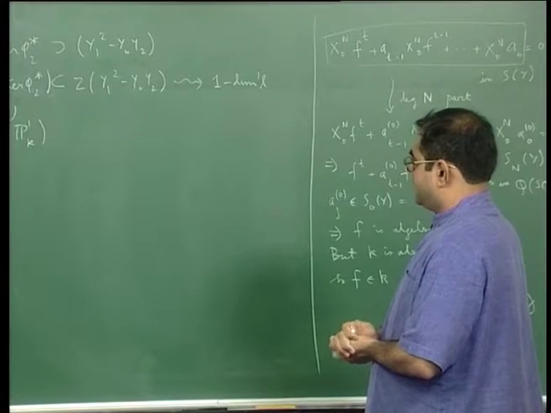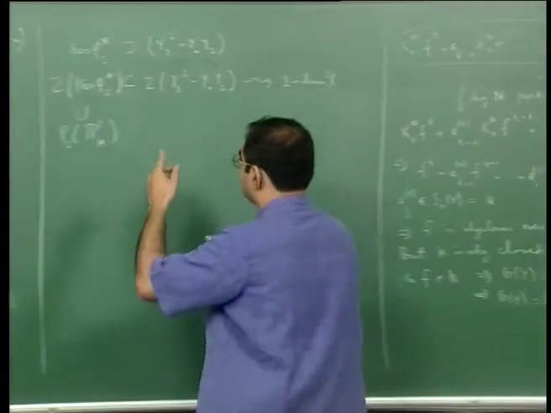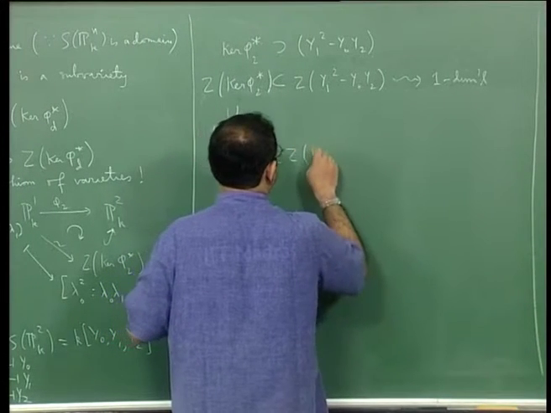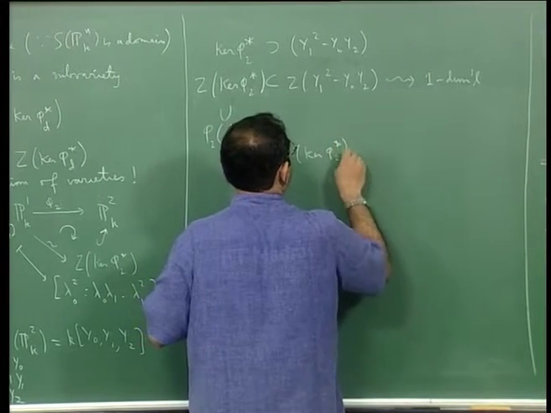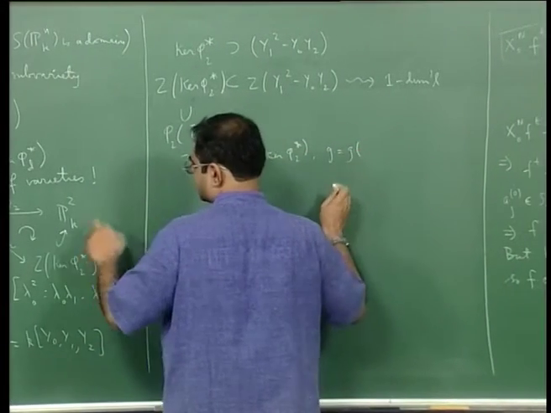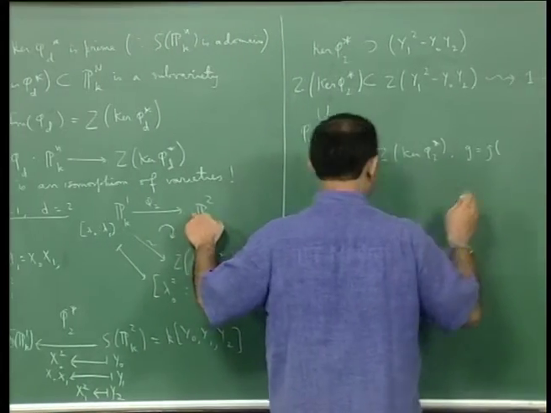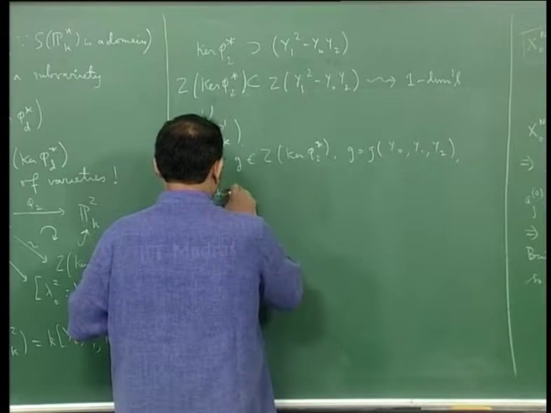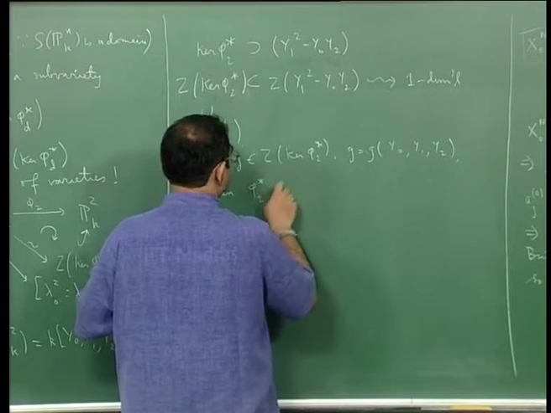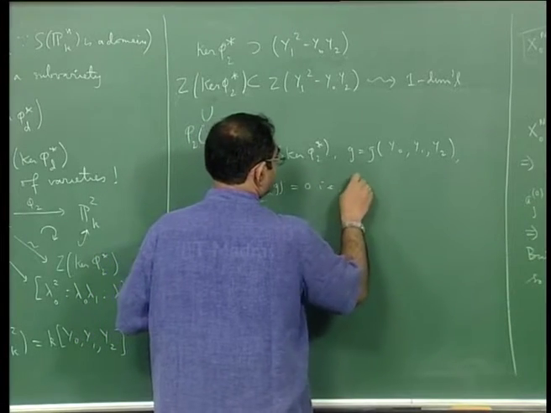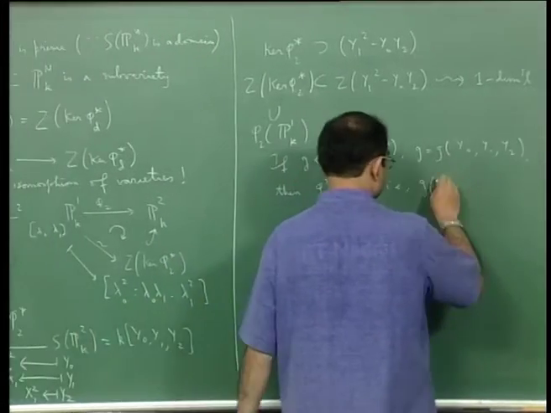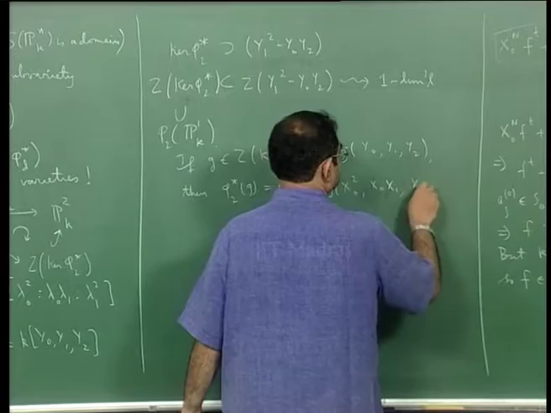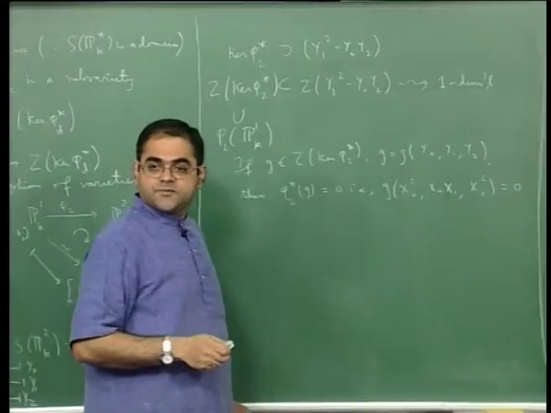Just a minute, I think I just have to write it down. So if G is in Z of kernel phi 2 star, G is a polynomial in 3 variables y0, y1, y2, then phi 2 upper star of G is 0, that is G of, instead of y0 if I put x0 squared, x0 x1, x1 squared is 0, this is what it means.